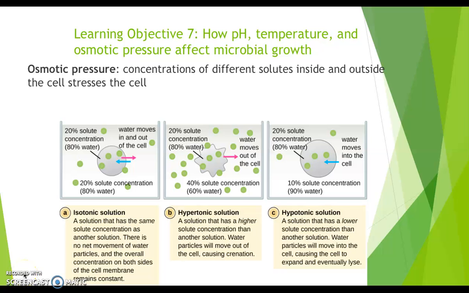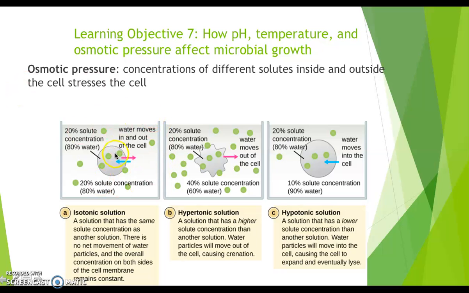Let's talk about what osmotic pressure means. So osmosis is the movement of water, and pressure here is like stress or damage to the cell. So osmotic pressure is when concentrations of different solutes, or stuff dissolved in the water around the cell, put stress on the cell and can even damage or kill it.